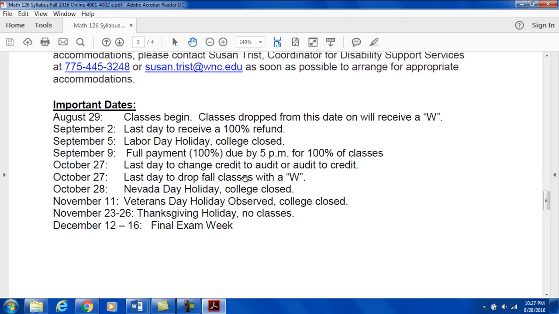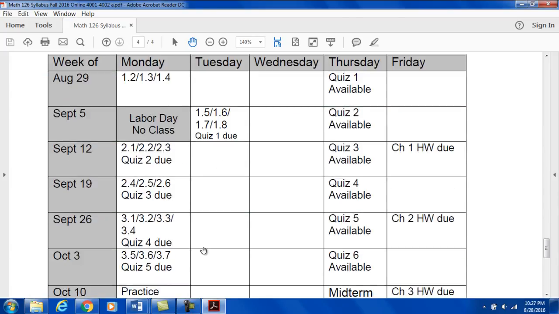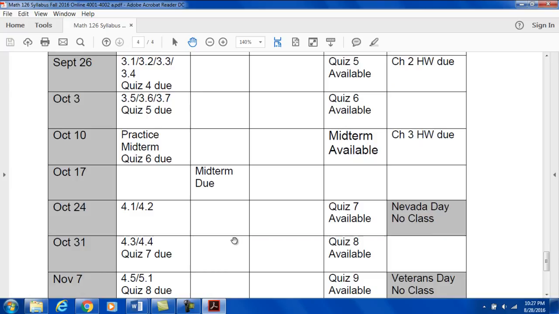Here are some important dates for the course. And then this is our tentative schedule. We should be able to keep this schedule.